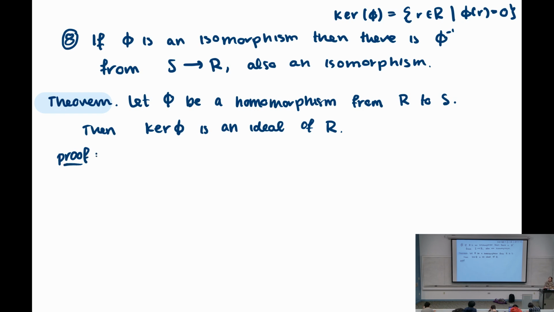So what do we need to show that the kernel is an ideal? Yeah, we need to show that it has this ideal property that for elements R in R, and let's say A in the kernel, R times A is also in the kernel. And then I guess we also would need to show that it is a subring.